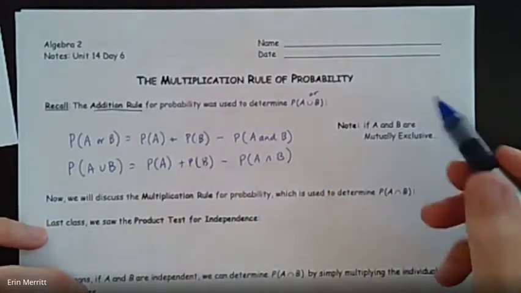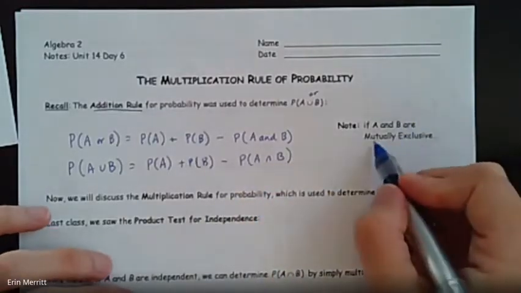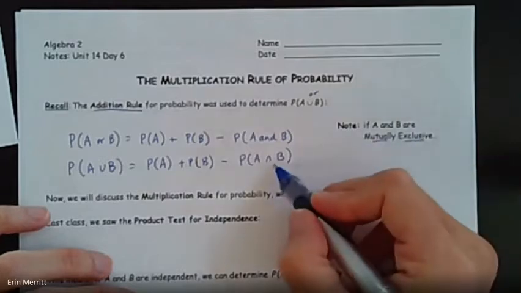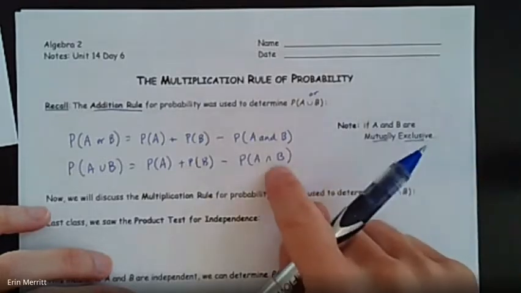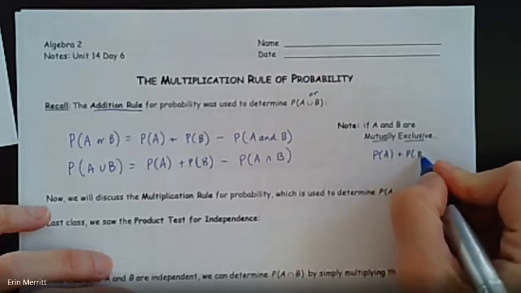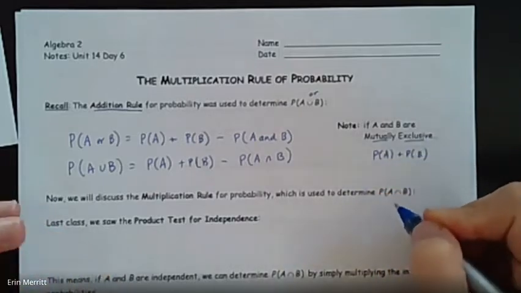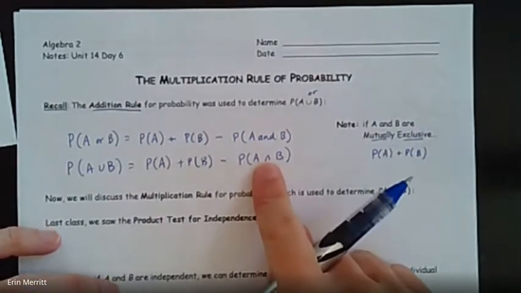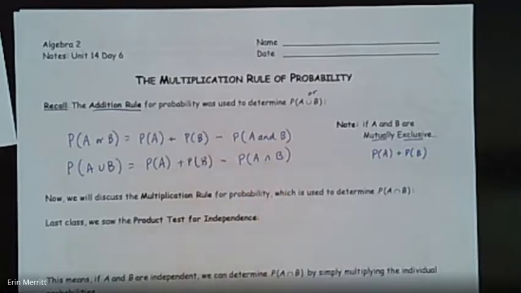All right. And then over here, if A and B are mutually exclusive, that means there is nothing in the overlap, so you wouldn't have to do the last subtraction piece. In that case, it would just be the probability of A plus the probability of B. Done. All right, so it's even easier. But a lot of times there is something in the overlap, which is why we have to include that.